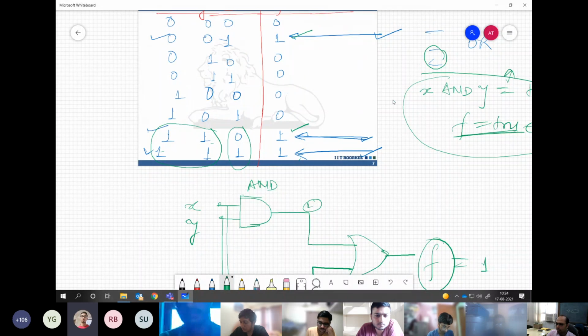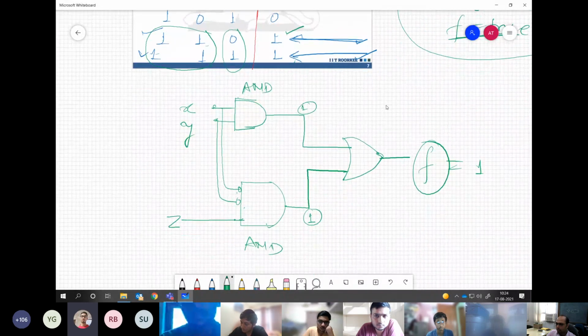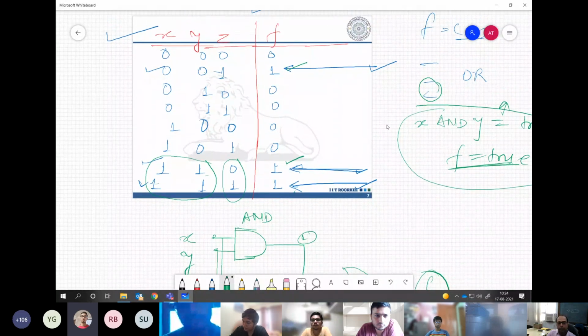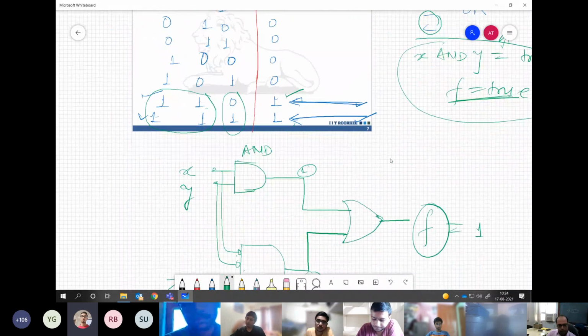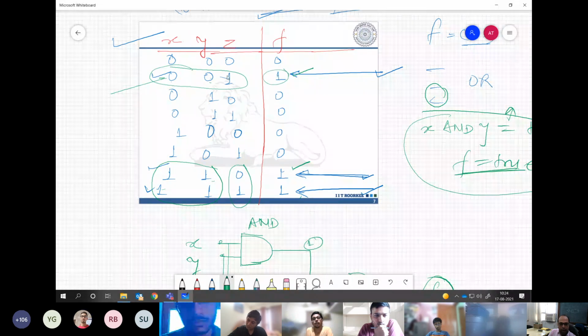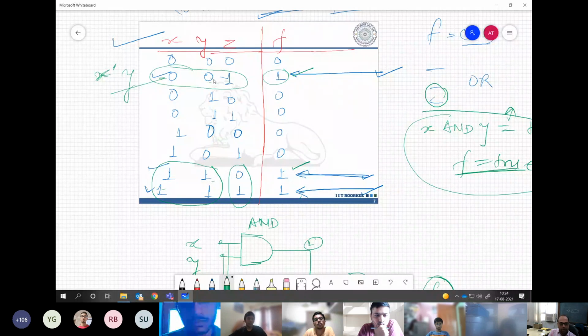X, Y, and Z all are taken in the AND. Say again, I did not hear. So X, Y, and Z all three are taken in the lower AND gate. Yes, which is what we are doing in this condition. Whenever any zero is appearing for a true value of the function, then we write it as not. So x is appearing as not x, y is also appearing as not y, and z is true, so z is coming as z.